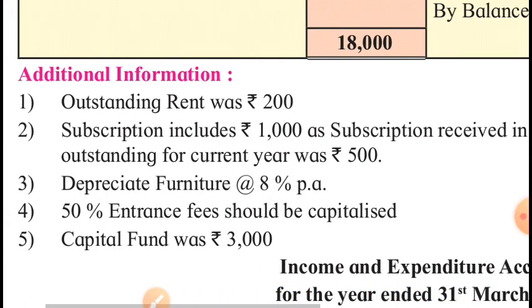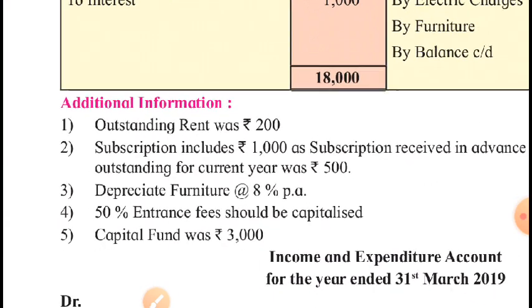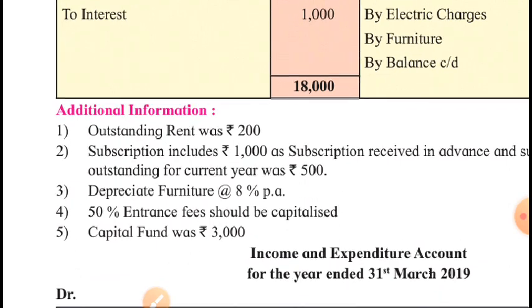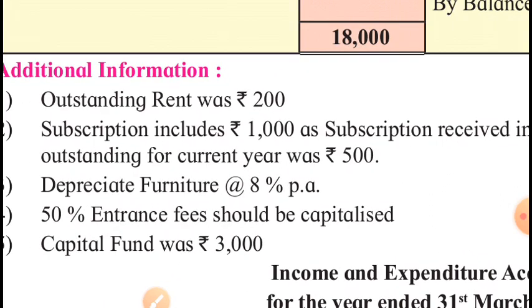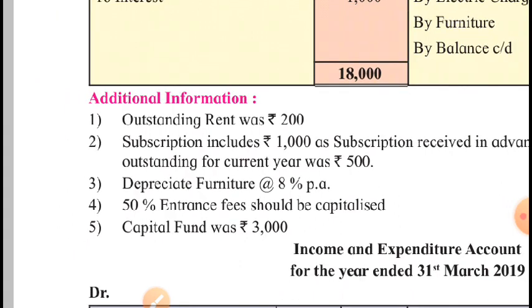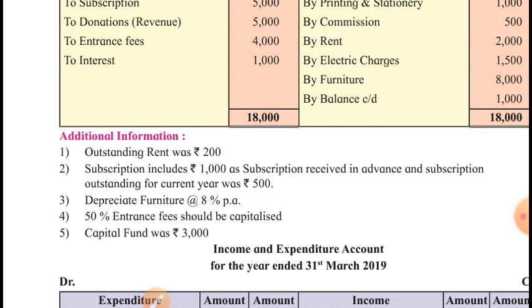And subscription outstanding for the current year was 500. Means for the current year subscription of rupees 500 is yet to be received. Means this is accrued subscription. This amount should have been received by the concern but not yet received. It's what? Accrued subscription. Here it is called outstanding subscription. Anyway, this subscription belongs to this year. That is why this subscription will be shown on the income side. Better it will be added to the subscription received for the year plus to be received.